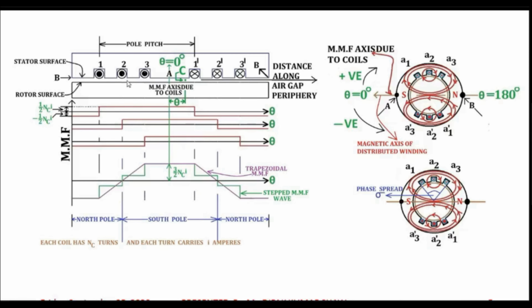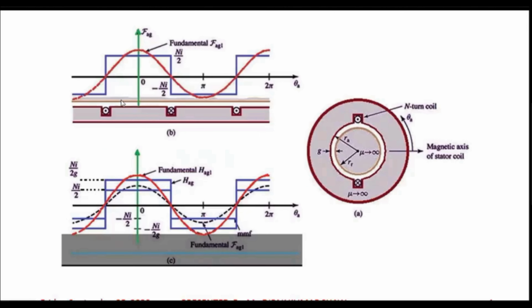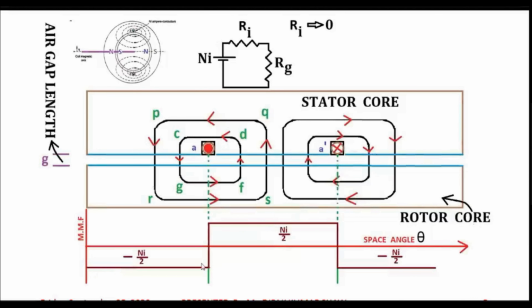Then you will have rectangular MMF distribution for coil 2 dash. Then you will have rectangular MMF distribution for coil 3 dash. So what is the basic idea? The basic idea is that we already know, or rather we have derived very thoroughly, that the nature of space distribution of MMF, or nature of space distribution of magnetic flux density along the air gap periphery for a single coil is like this, rectangular.